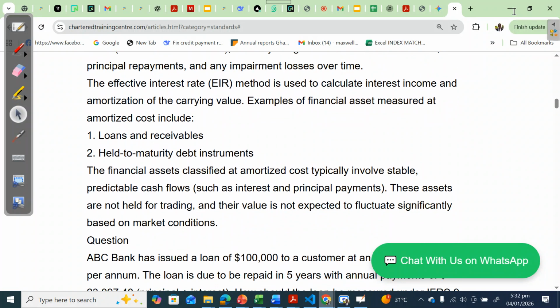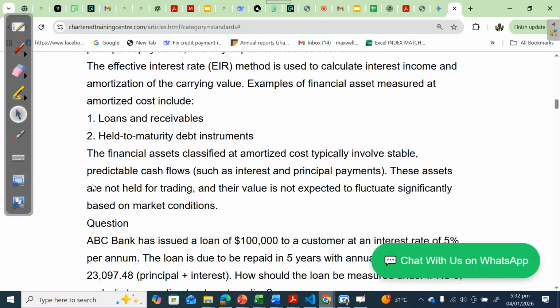One characteristic of financial assets at amortized cost is they are not held for trading. We don't trade financial assets at amortized cost. We just hold it to be earning the periodic principal and interest, but we don't trade. That is, we don't sell it to other parties. So that's one characteristic of financial assets at amortized cost.